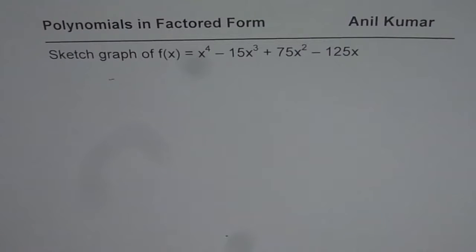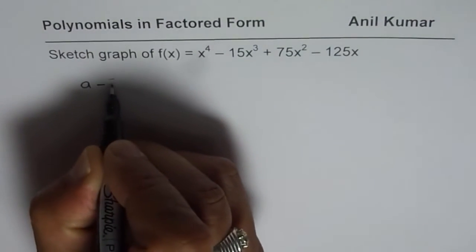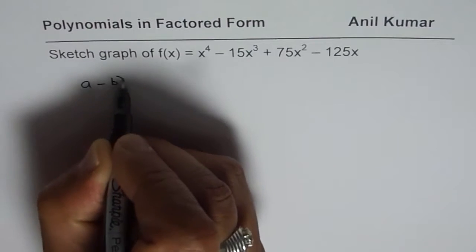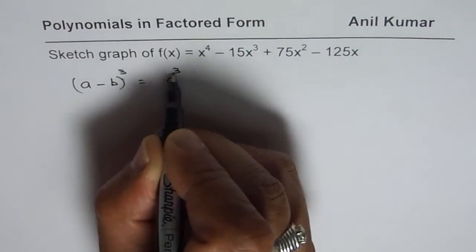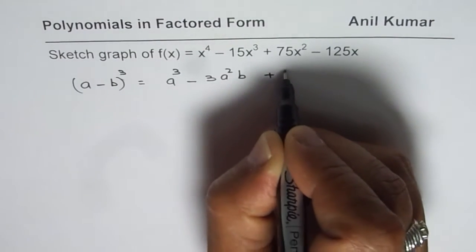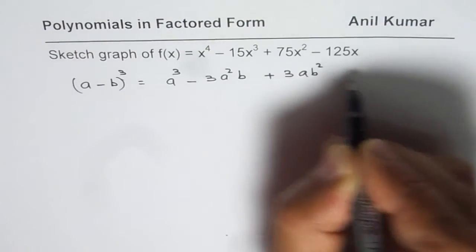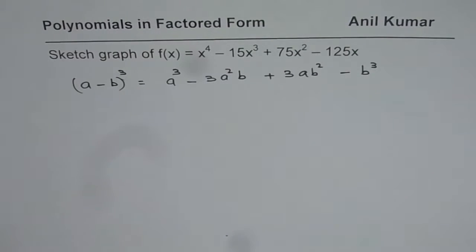I have seen that some of the students have really forgotten what (a plus b) cubed or (a minus b) cubed is. Let me begin by giving you the formula that could be of help. (a minus b) whole cubed can be written as a cubed minus 3a squared b plus 3ab squared minus b cubed. Now this formula is going to help us to factor the given equation.